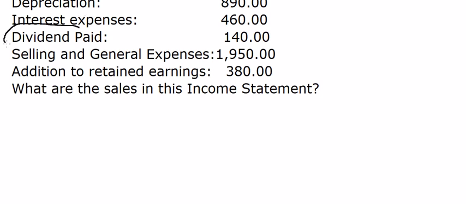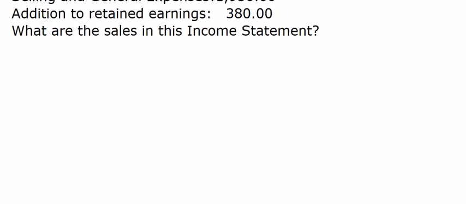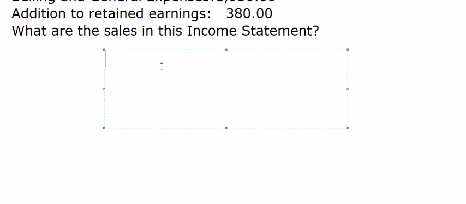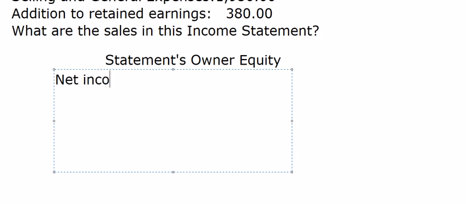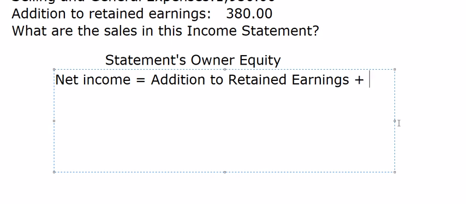We know that dividend paid and addition to retained earnings are not from the income statement, they are from the statement of owner equity. In this situation, they ask you to find the net income. Addition to retained earnings is what is left over for retained earnings, and dividend paid is the expense in this owner equity. So to find net income, we use addition to retained earnings and dividend paid.